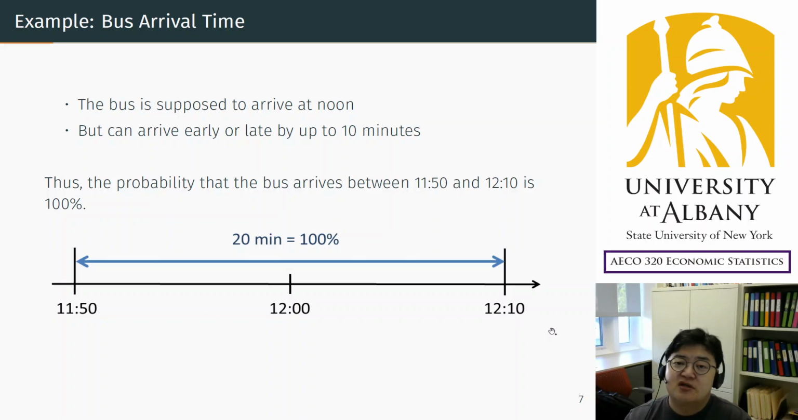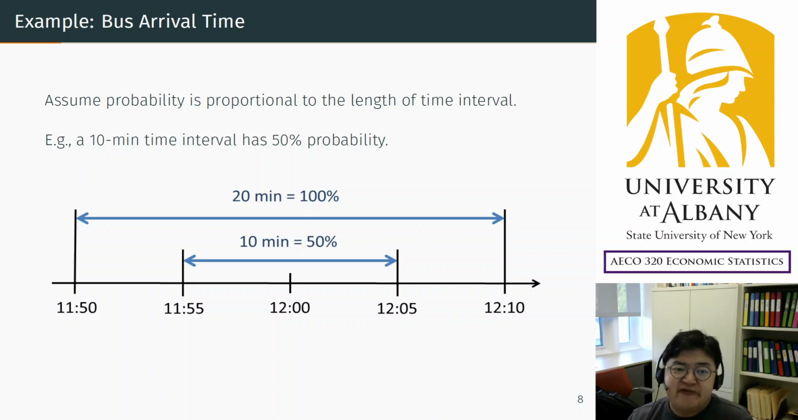Okay, so the 20-minute window contains 100%. And then one possible way to describe the probability is like this. Let's assume that the probability is proportional to the length of the time interval, right? So previously we know that the 20-minute window contains 100%. Then under our assumption, we can think about a 10-minute window, which is half of the total window. Then because the length is half, the probability on the 10-minute window must also be 50% proportionally, right? This is another approach to describe probability, right? You don't need to list every single outcome, but you just measure length.